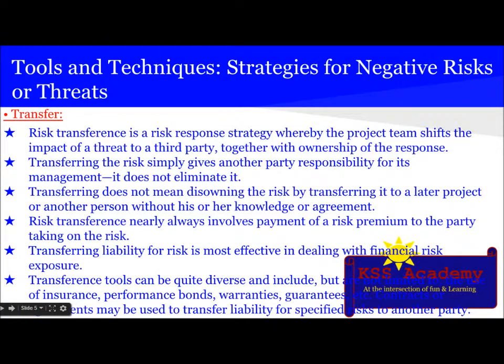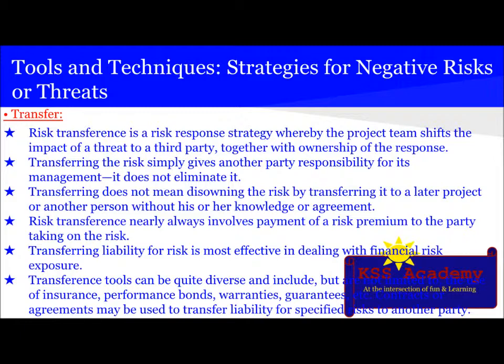The next strategy for negative risk or threat is transfer. Risk transfer is a risk response strategy whereby the project team shifts the impact of the threat to a third party, together with the ownership of the response. Transferring the risk simply gives another party responsibility for its management, but it does not eliminate it. Transferring does not mean disowning the risk or transferring it to a later project or another person without his or her knowledge or agreement.